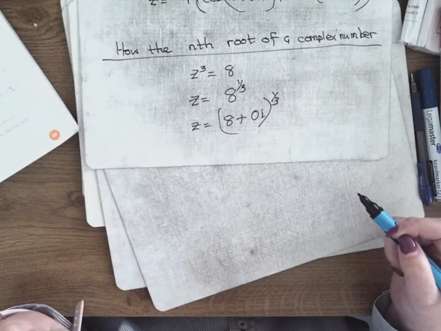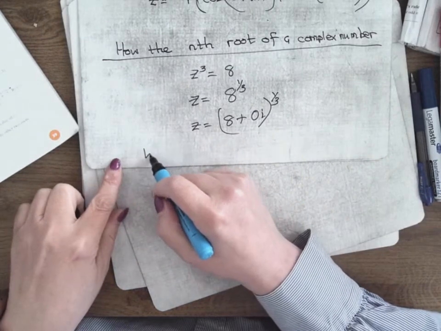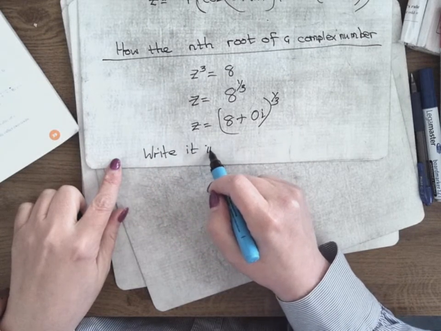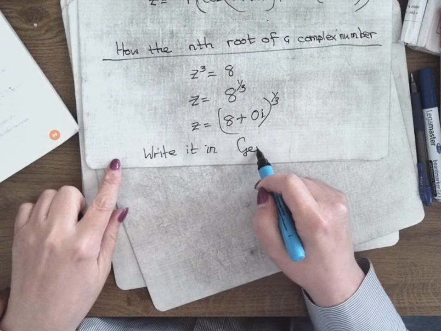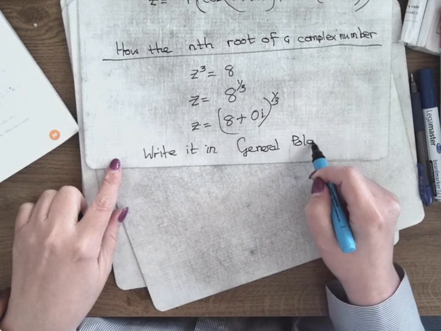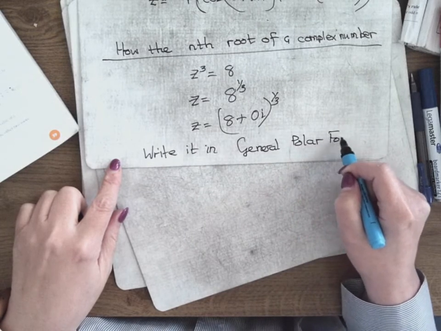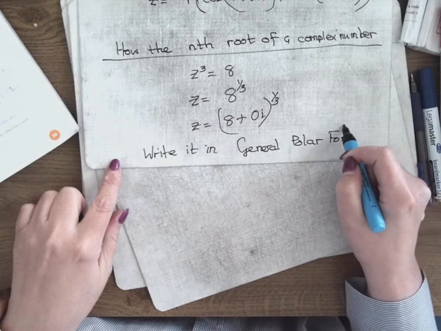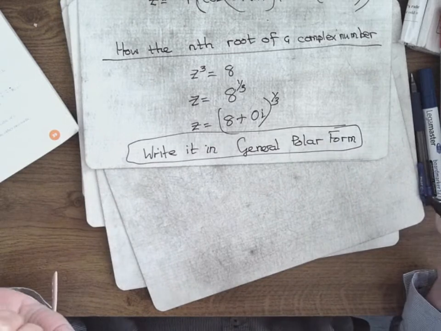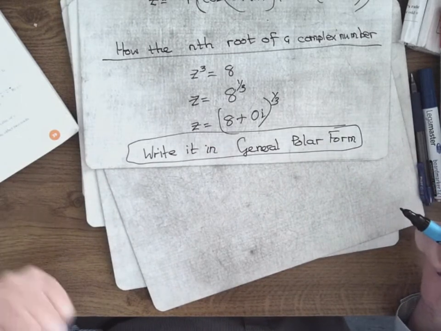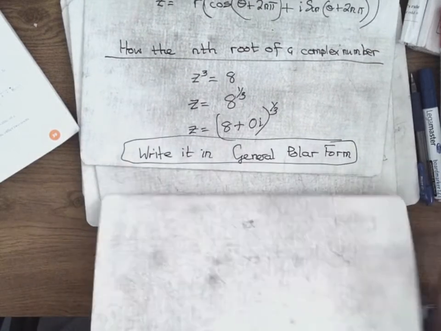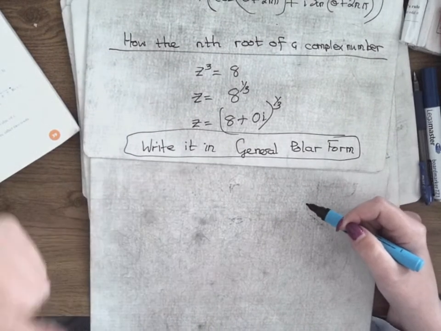So the first thing I have to do is I need to write it in general polar form. How you write it in general polar form is you write it in polar form and then you stick a plus 2n pi onto it. So I need to write it in polar form first, then general polar form.